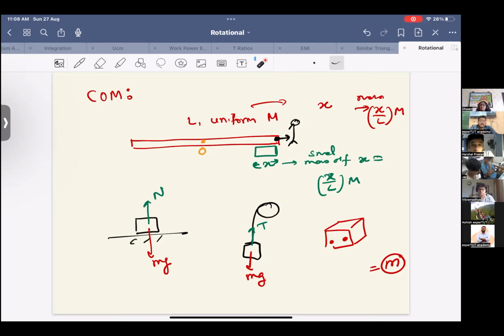Have you understood? And now where the force is acting will play a role. Okay, in this chapter you have to be very careful due to what the force is acting and therefore at which point the force is acting. What about tension?